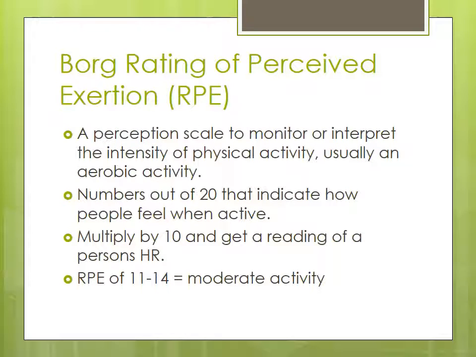Borg's rating of perceived exertion is a scale that was developed by a person with the last name Borg to monitor and interpret the intensity of physical activity. Often it's used in aerobic activity. It's basically numbers out of 20 which indicate how people feel when they are performing physical activity. It correlates quite well with heart rate, so if you multiply the Borg numbers by 10, it often correlates quite well with the person's heart rate at that time.